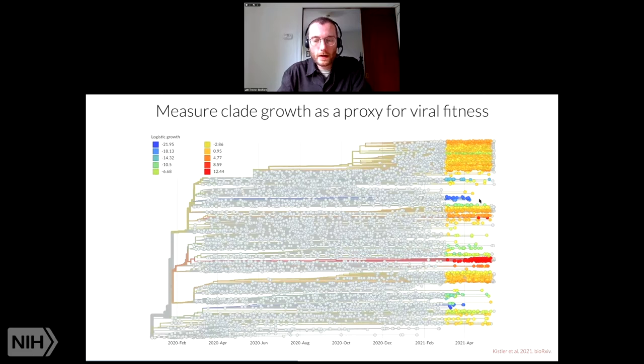And we can infer that clades that are growing are going to be more fit, by definition, compared to clades that are shrinking in frequency. So we can look at the clades that are growing and see what sort of characteristics the virus has. And we can use those characteristics to understand what is actually being selected for in the virus.